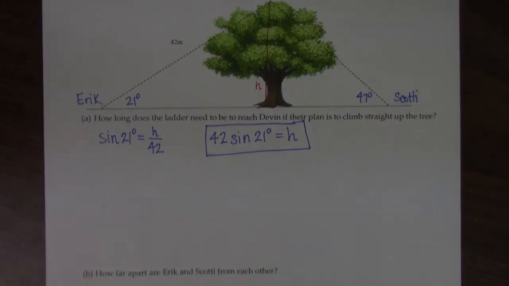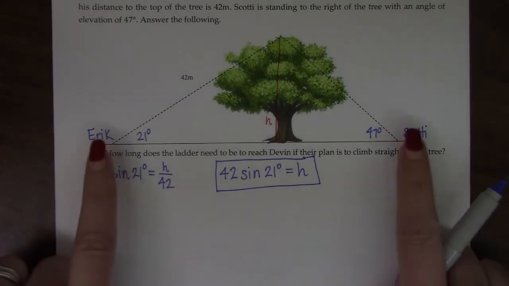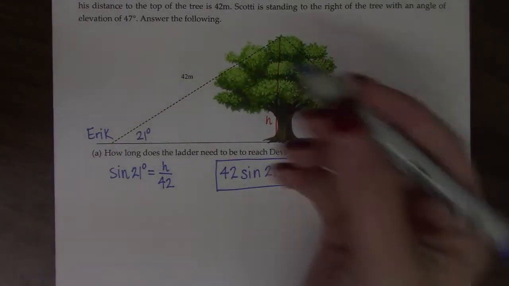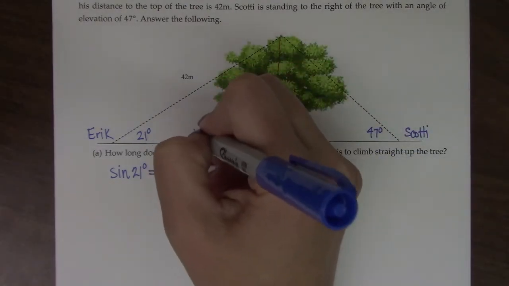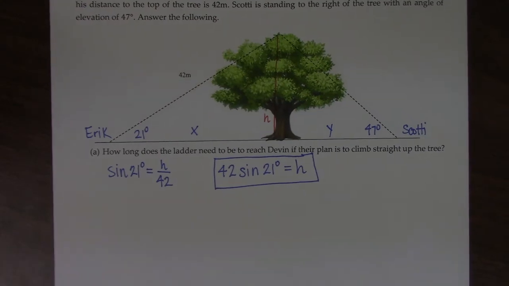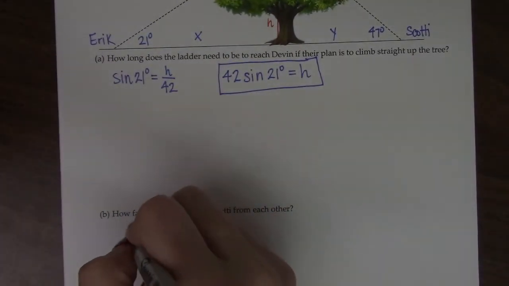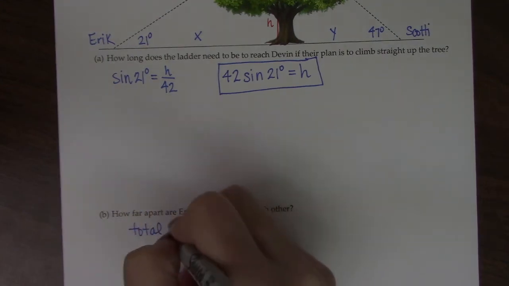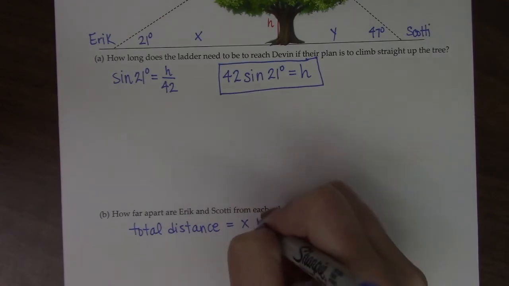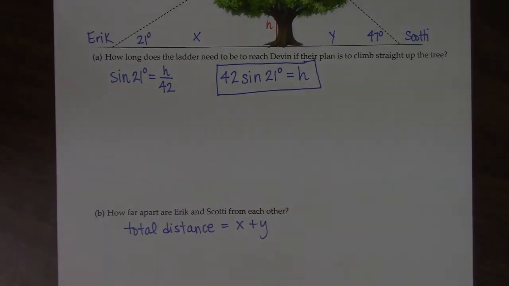Question 2, or part B, says, well, how far apart are they from each other? So what I want to know is, what is this total distance? So it's still easier for me to work with right triangles. So I'm going to call Eric's distance from the tree x and Scotty's distance from the tree y. So that means the total distance they are from each other is x plus y. So if I can find x and y, then I can add them together to get this distance.